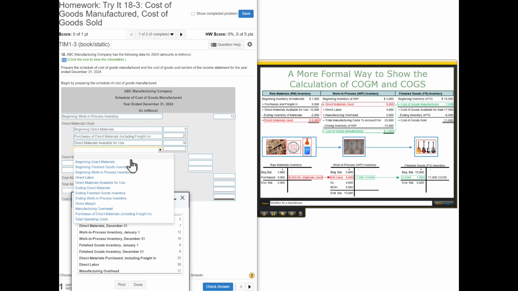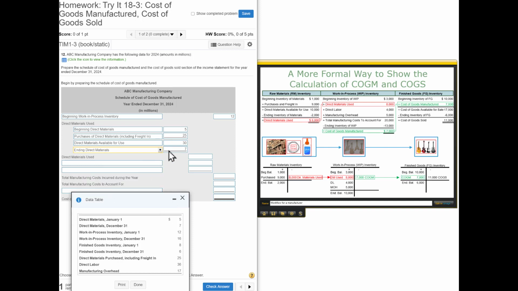And we're going to call that ending direct material. So we had 30 million available. At the end of the year, we had 7. So if we had 30 available and we ended up with 7, we must have used the difference, 23. And that gives us the direct materials used. So that's this number here.